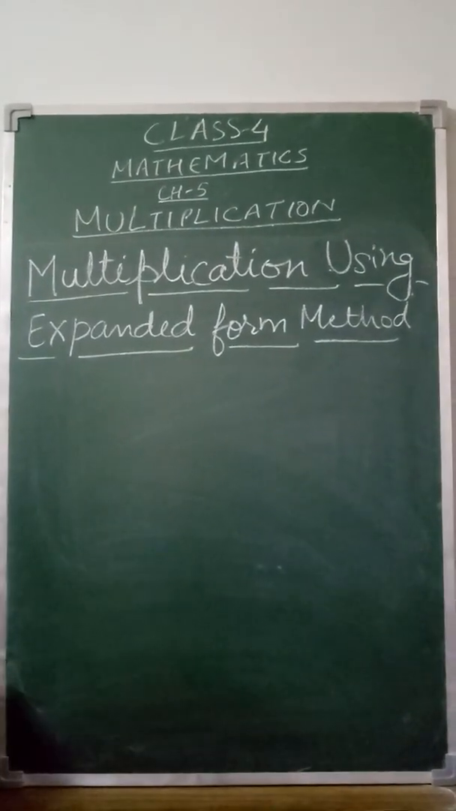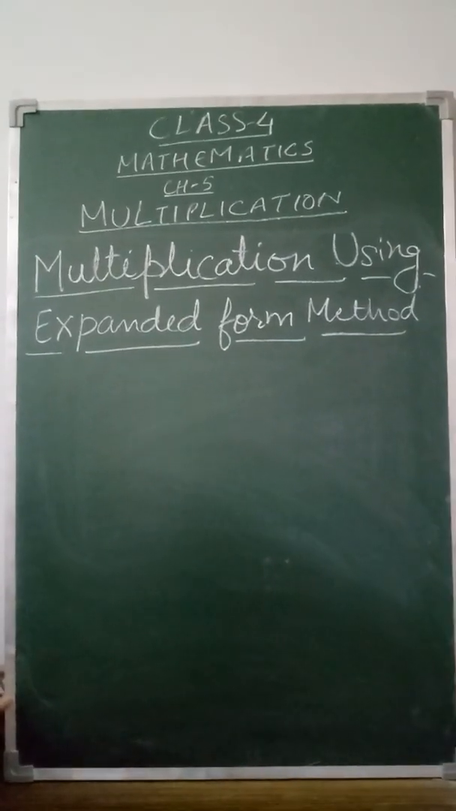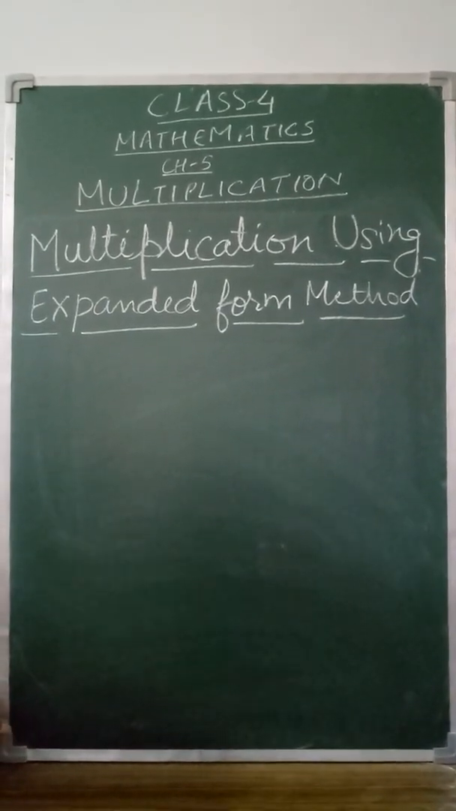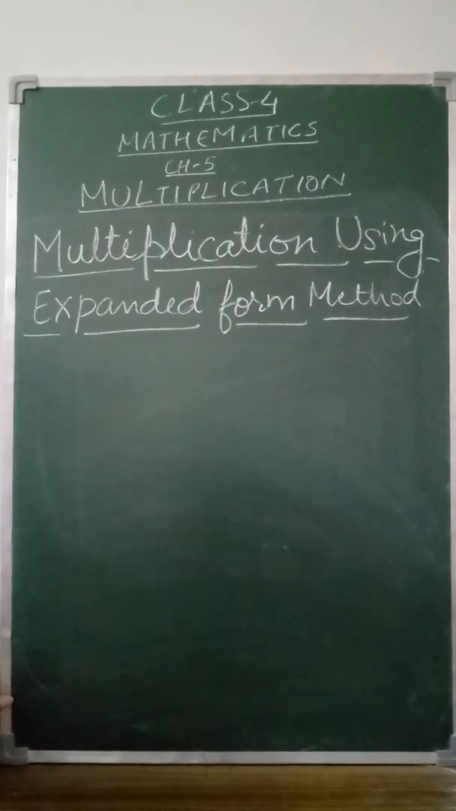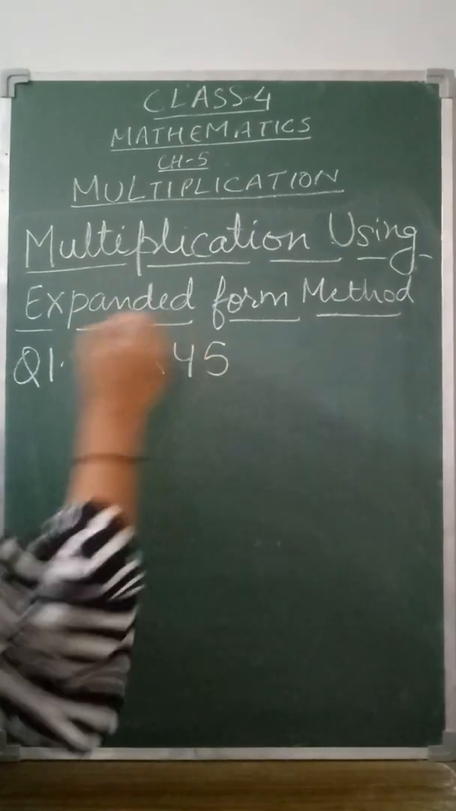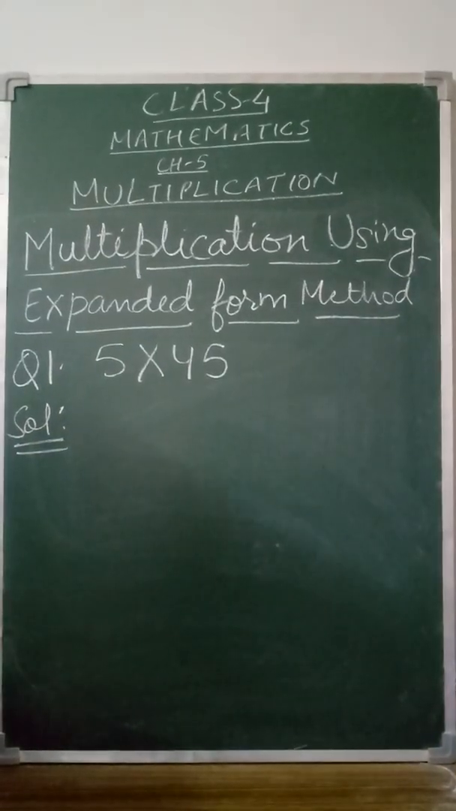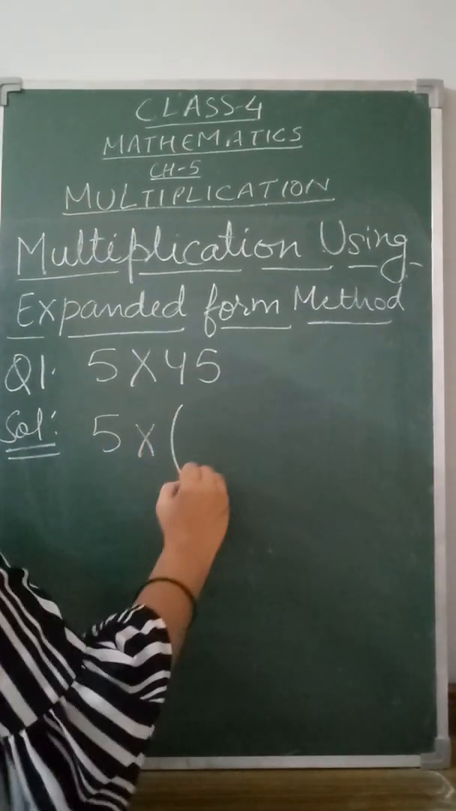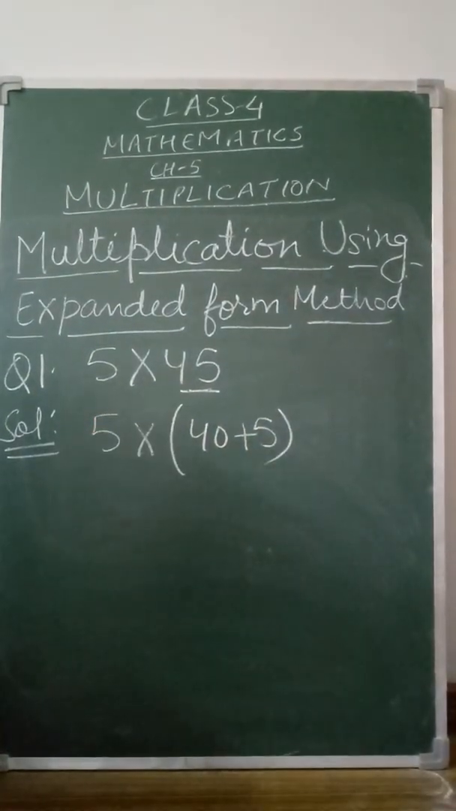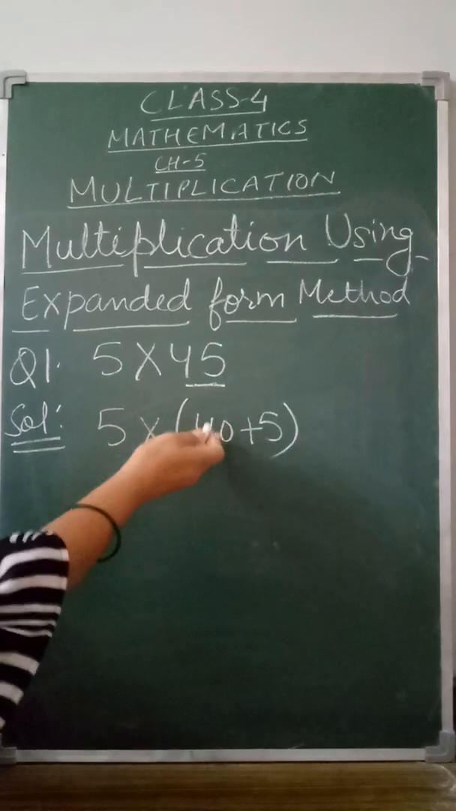Now student, let's take one example of multiplication by using expanded form method. This is also called a short method. Long method is also there, but first I want to explain this expanded form method to multiply any 2 numbers. Suppose the number is 5 multiplied by 45, right? So here what is the way to solve by the expanded method? Expand the bigger number. Expanded form you have learned in chapter 1 also, and the expanded form of 45 is 40 plus 5.